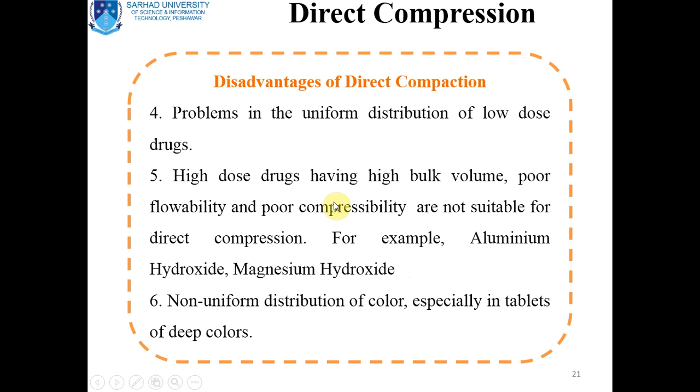Apart from these disadvantages, there are several other disadvantages of direct compression, that is the problems in the uniform distribution of low dose drugs. High dose drugs having high bulk volume, poor flowability and poor compressibility are not suitable for direct compression, for example aluminum hydroxide and magnesium hydroxide. Moreover, there is non-uniform distribution of colors, especially in tablets of deep color.